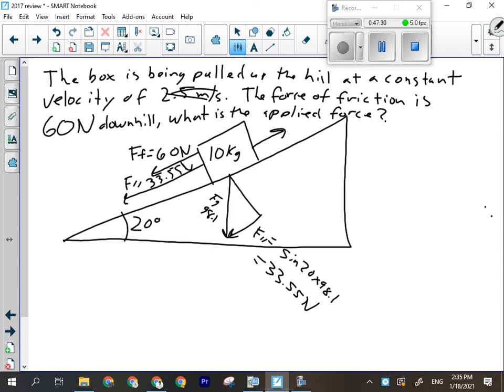That means that our up the hill force must be 94 newtons. We only have 2 significant figures here, so 94 newtons up the hill for our applied force because our net force is 0. All right, what else?